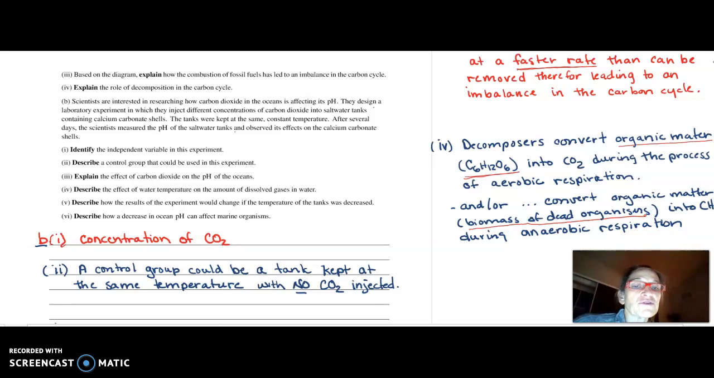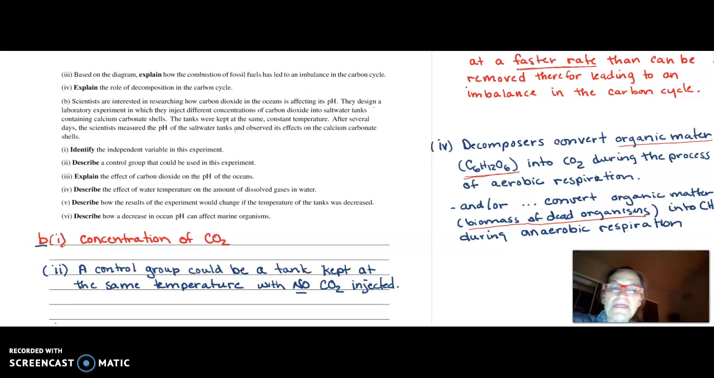And so decomposers convert biomass of dead organisms, organic matter, C6H12O6, into carbon dioxide during the process of aerobic respiration, or into methane, CH4, during the process of anaerobic respiration. You don't have to say both of them. You could say either or, and it would give you the credit for that.